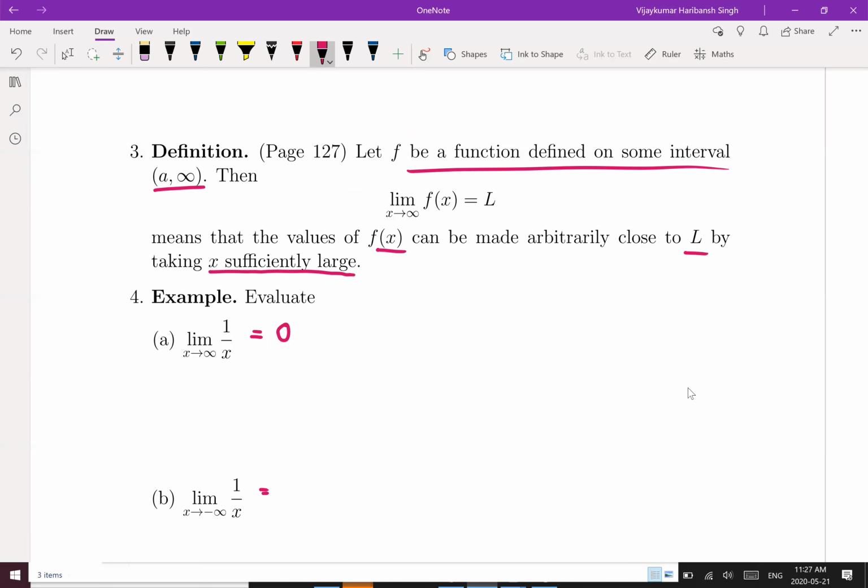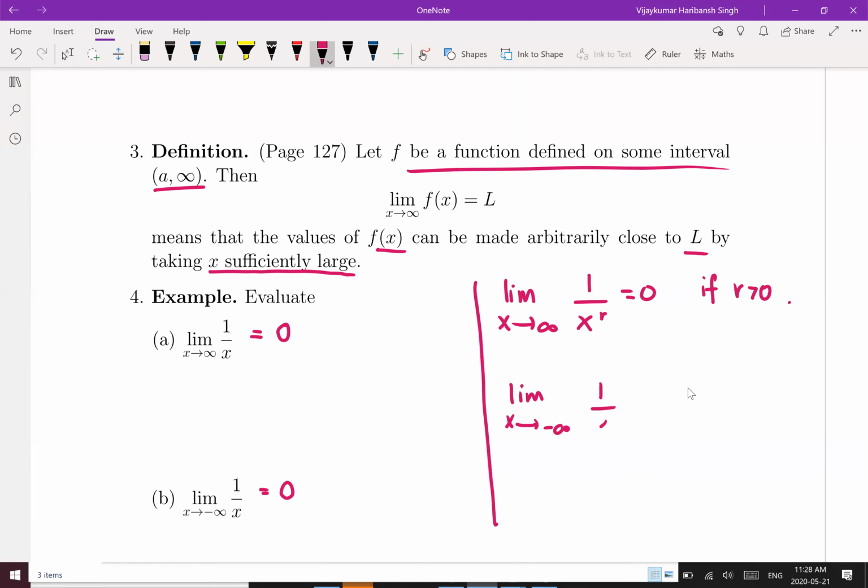Similarly, limit as x goes to minus infinity of 1 over x is also 0. In fact, more than this is true. You have limit as x goes to infinity of 1 by x to the r is 0 if r is greater than 0. Okay. What about limit as x goes to minus infinity of 1 over x to the r? Now, this is 0 if r is greater than 0 and x to the r is defined for all x.